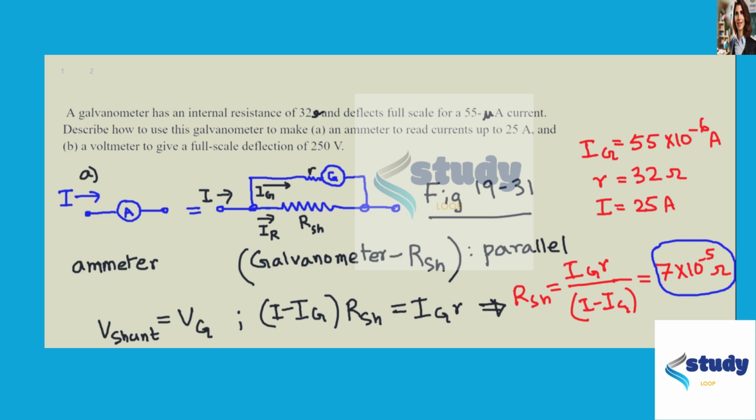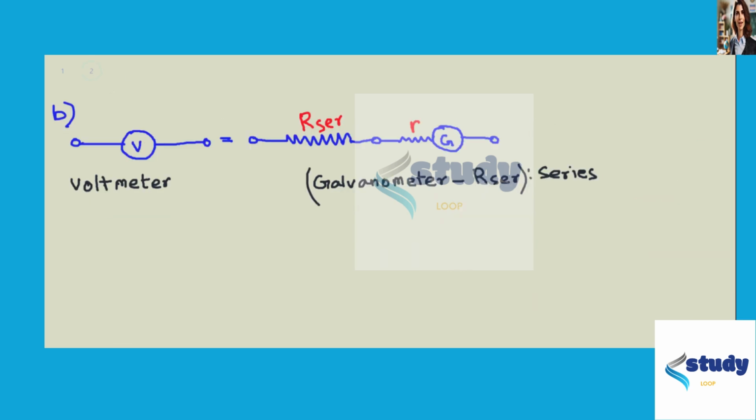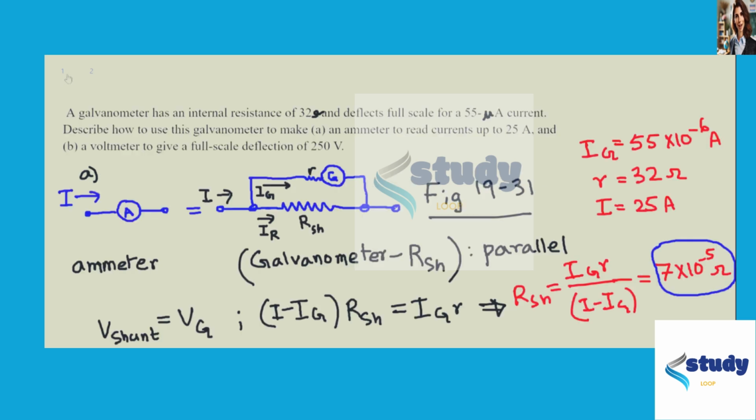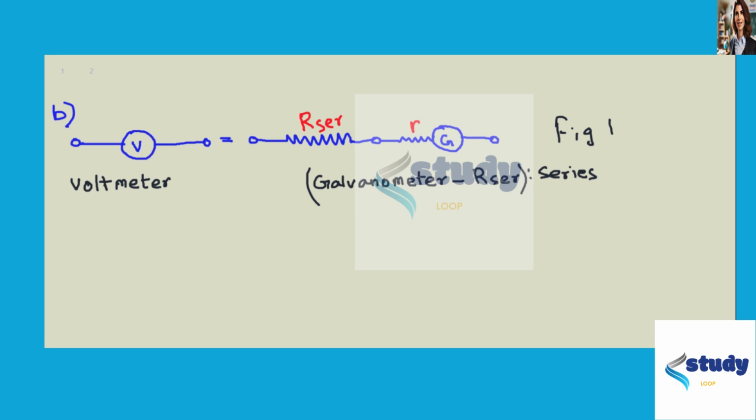Now for voltmeter, we see the total voltage that we need is 250 volts. So that's the diagram, and if we look at figure 19.32, we'll see a similar diagram like this. Now in this case, you see that these two guys are in series connection.